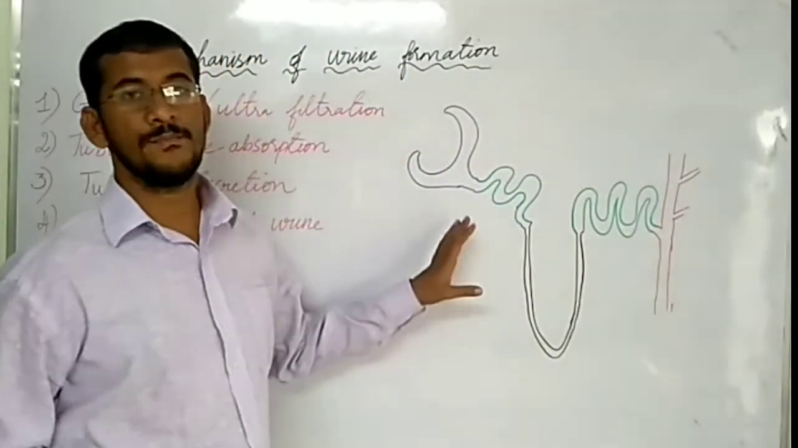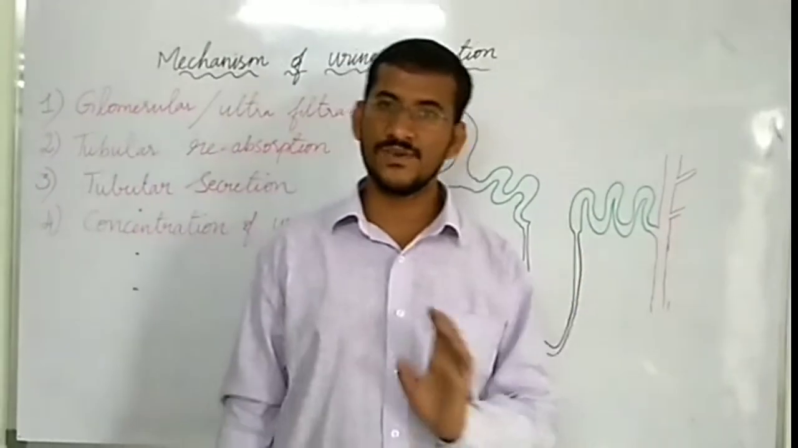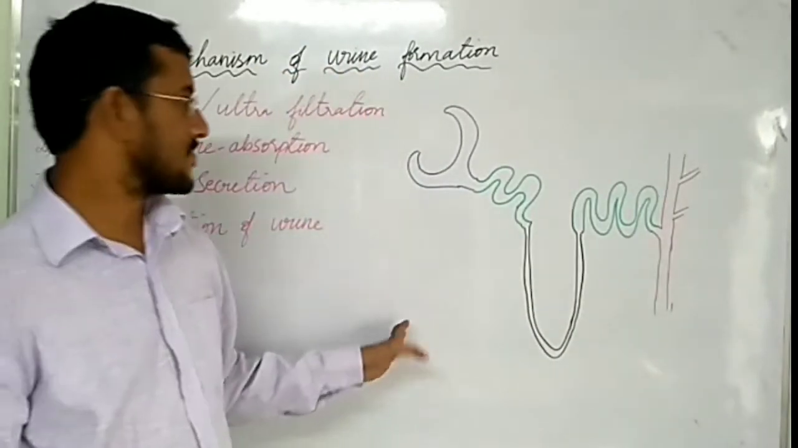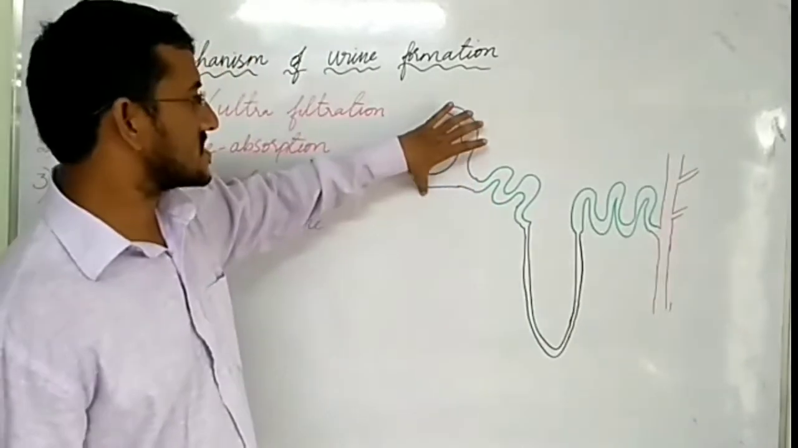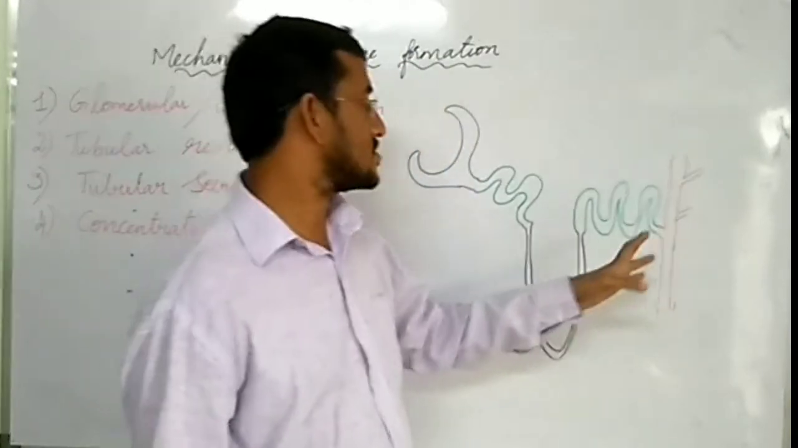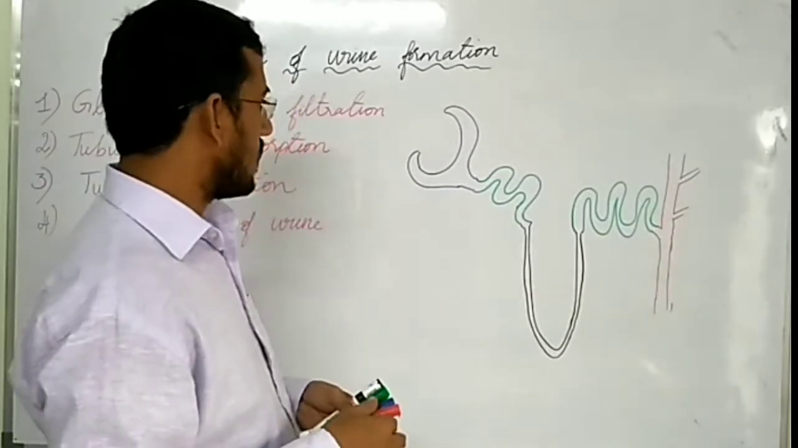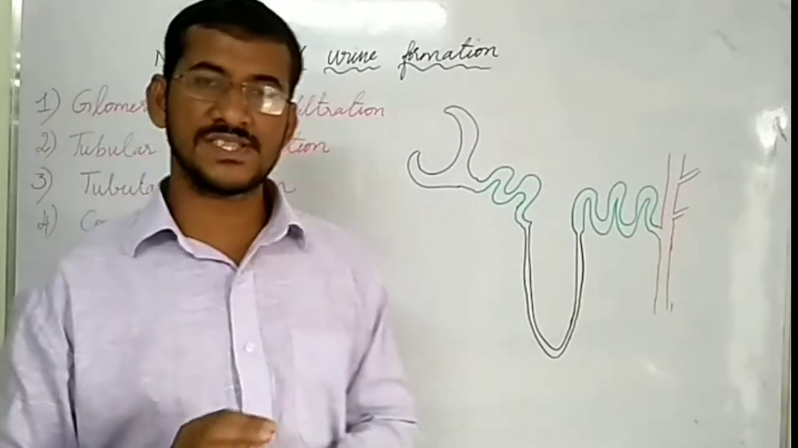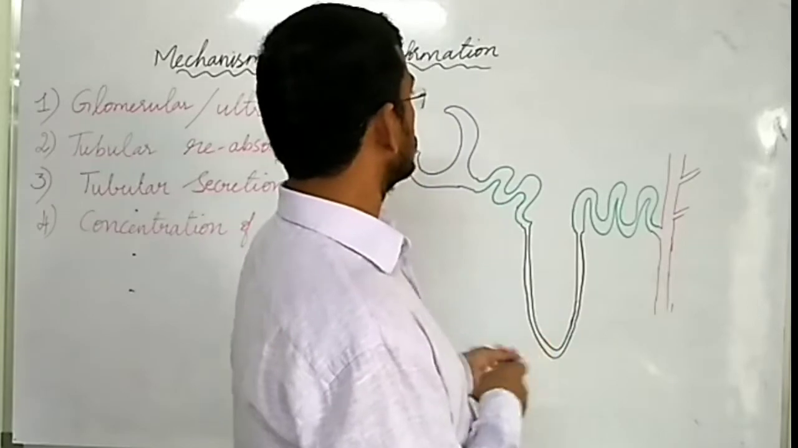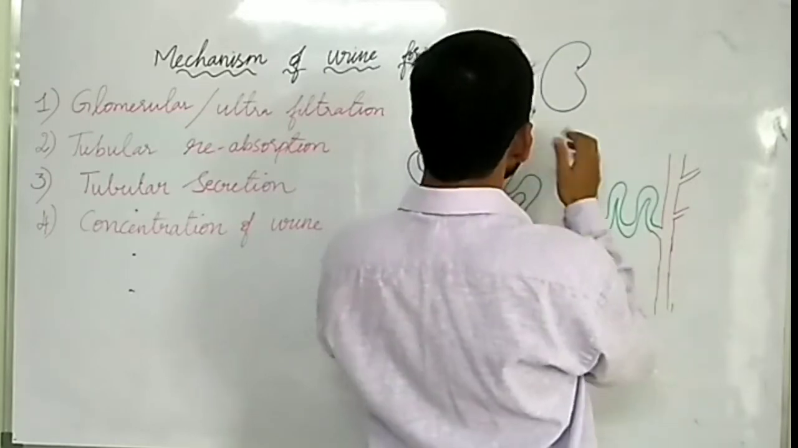So already in my previous video, I have explained the structure of nephron. If you have not seen that video, first go through that video, then you will understand this mechanism of urine formation clearly. So this is Bowman's capsule, this is proximal convoluted tubule, this is loop of Henle, this is distal convoluted tubule, and this is collecting duct. This structure we know. This is the nephron which is present in kidneys. I'll draw the structure of the kidney here. So this is the kidney.